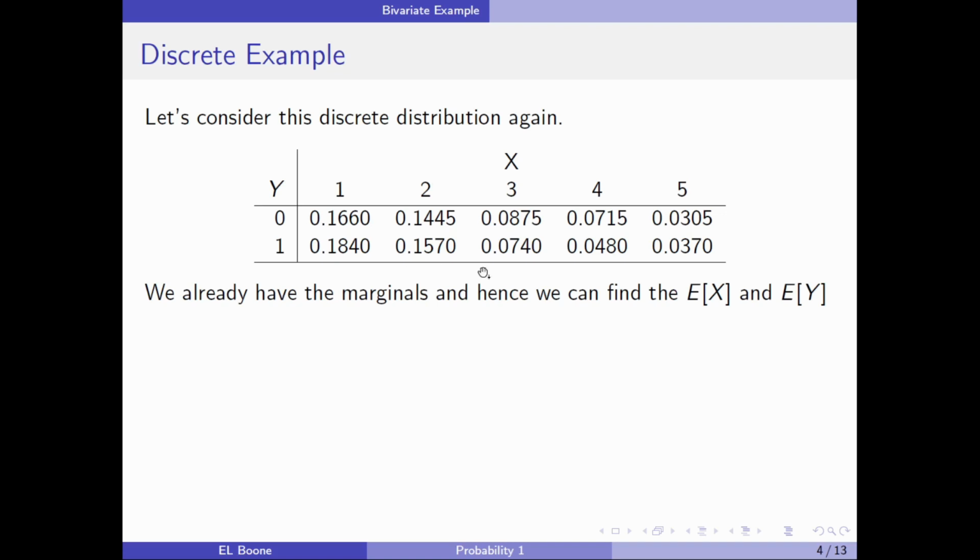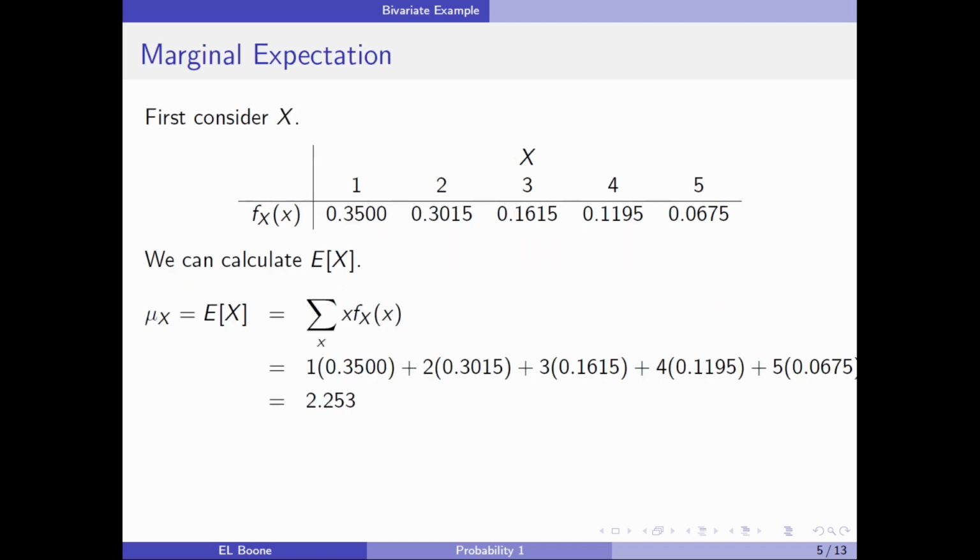All right, so we're going to go back to this distribution again. We've been looking at the grades and gender, and so we already have the marginals for X and Y, so we can actually do this. I'm not going to show you how to get the marginals again because they're in previous videos, but they're pretty easy to get. So let's consider X first, and here we go.